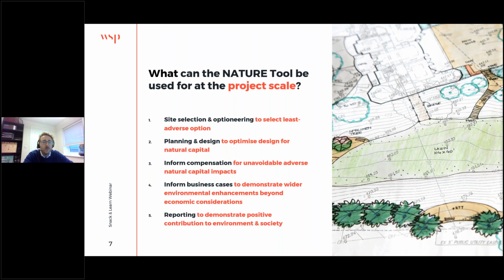We can use the tool to inform business cases, to demonstrate wider environmental enhancements beyond economic considerations from projects, and indeed to feed into reporting to demonstrate positive contributions to the environment and society.